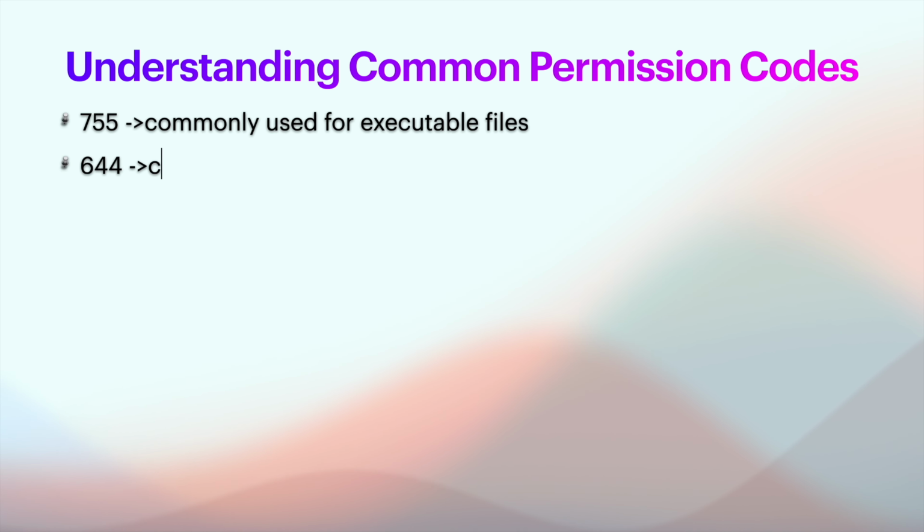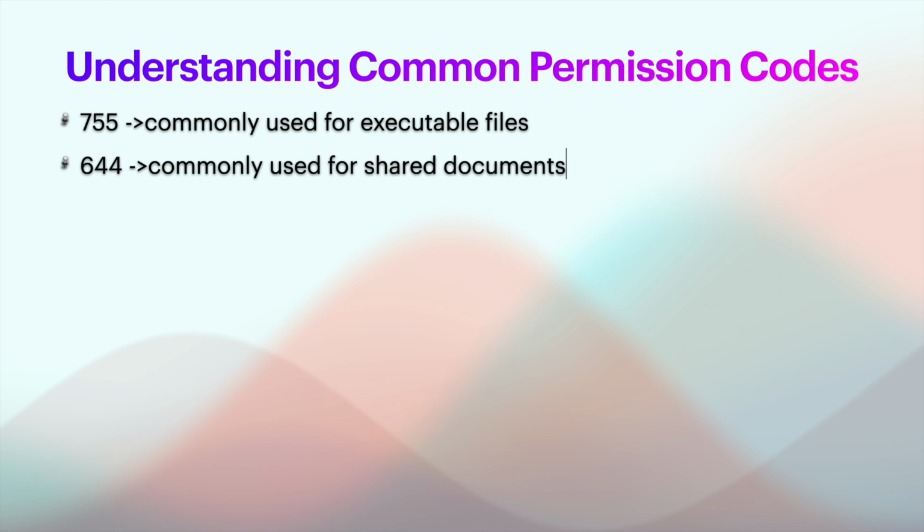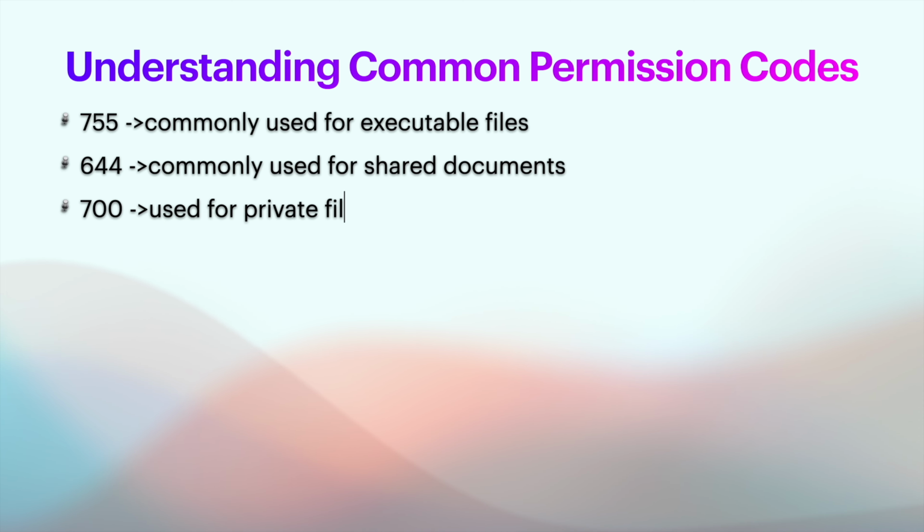Next, 644. Read and write for owner. Read for group and others, which is commonly used for shared documents. The last one, 700. Read, write and execute only for owner. It is used for private files.